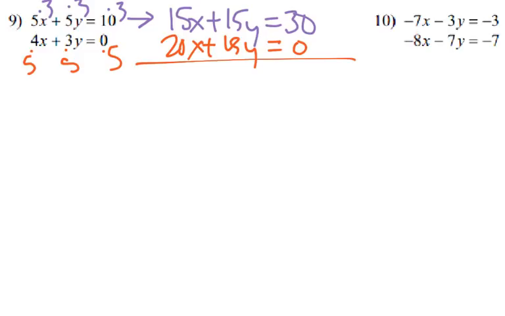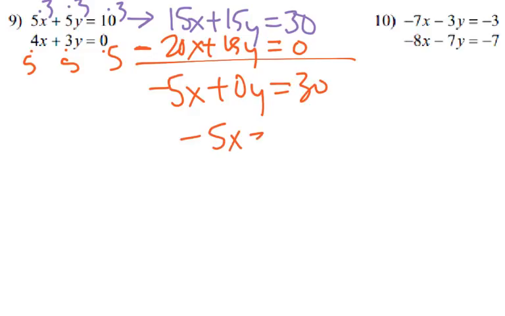Then 15y and 15y, so we can subtract. 15x minus 20x, negative 5x, 15 minus 15, 0y, 30 minus 0 is 30. So negative 5x equals 30, divide by negative 5, x equals negative 6.